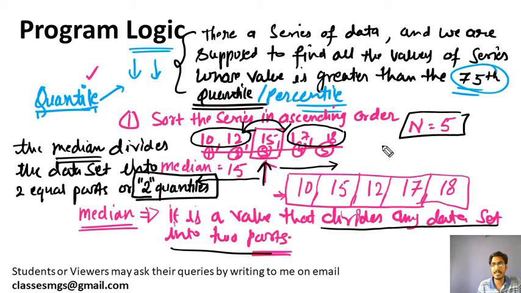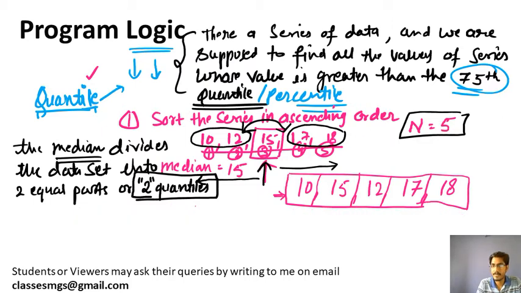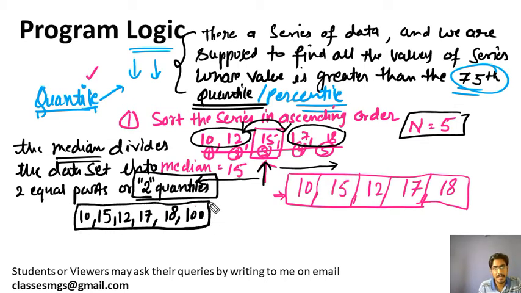If n is even, let's suppose this data set is having these values: 10, 15, 12 and 17 and 18, and then let's suppose 100. Now what is the value of n? How many elements are there? 1, 2, 3, 4, 5, 6.